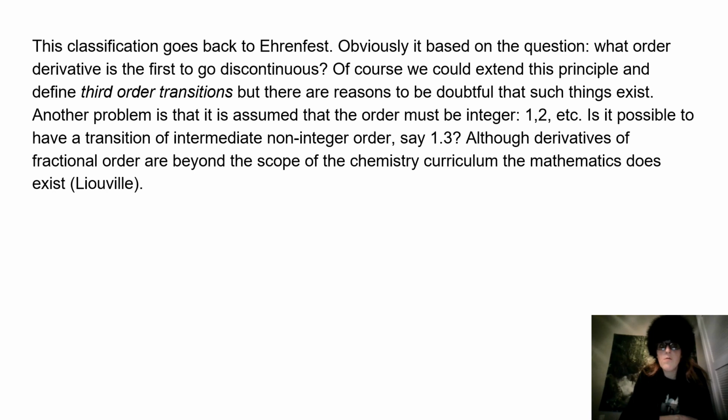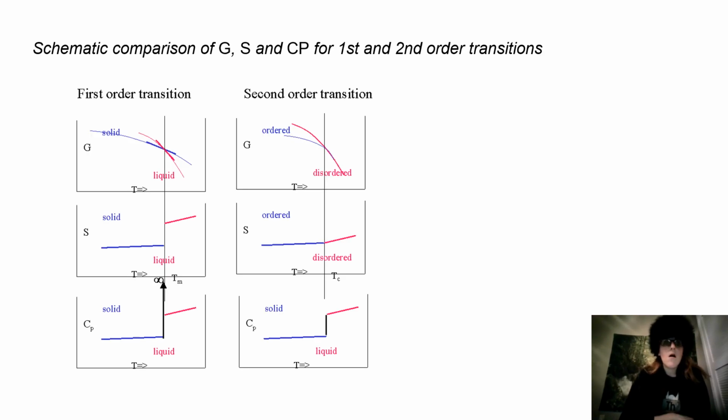Another problem is that it is assumed that the order must be an integer, 1, 2, etc. Is it possible to have a transition of intermediate non-integer order, say 1.3? Although derivatives of fractional order are beyond the scope of the chemistry curriculum, the mathematics does exist: Liouville.